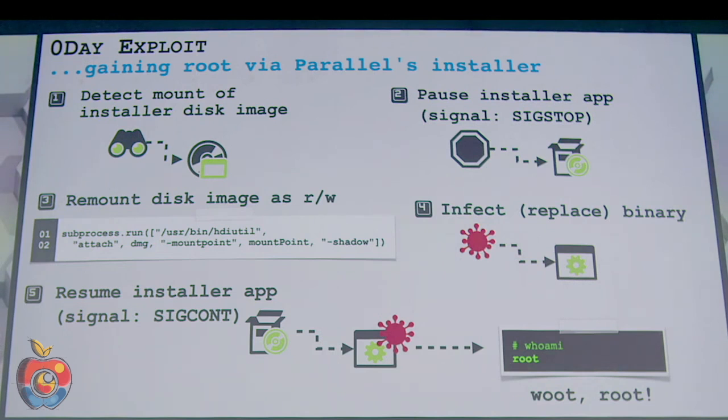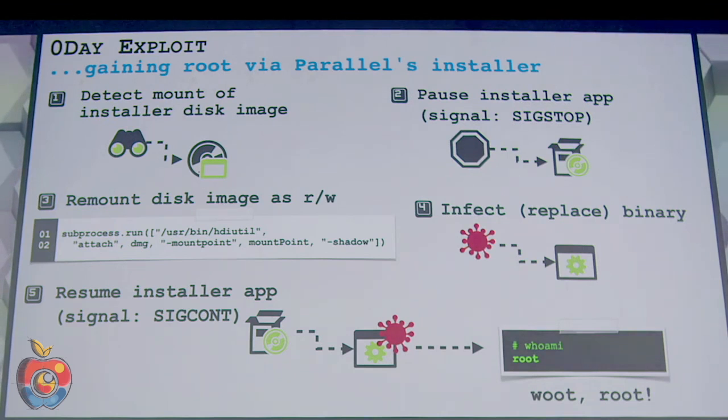And basically, we can exploit this vulnerability to elevate privileges in 5 simple steps. And this could be abused by a local adversary that wants to elevate their privileges, or by malware that's already on the system that equally wants to gain root. So the first thing it needs to do is detect the installer mounting that second disk image.